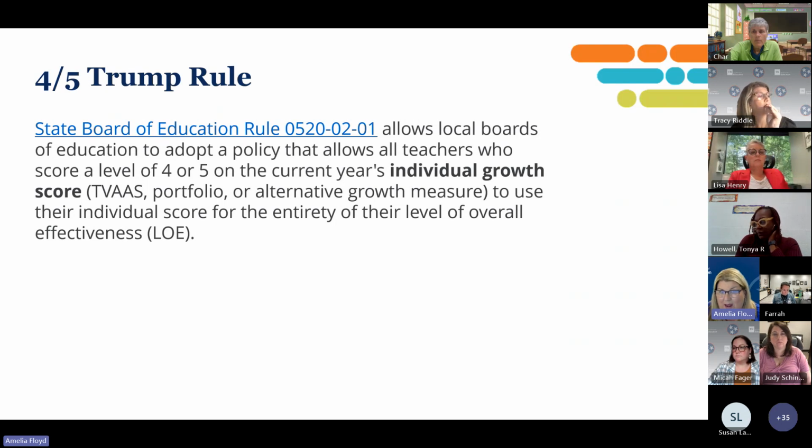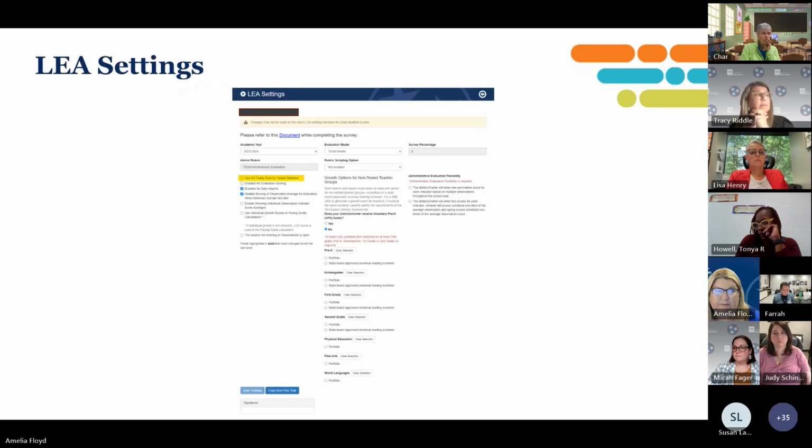So essentially what happens if you select to use the 4-5 Trump rule, a teacher that scores a 4 or a 5, that just becomes their LOE. Their observation scores and their achievement measure scores are not factored in anywhere. That is a checkbox that you will select on the left-hand side. If you do not want to use that, you don't mark anything, you just leave it blank.